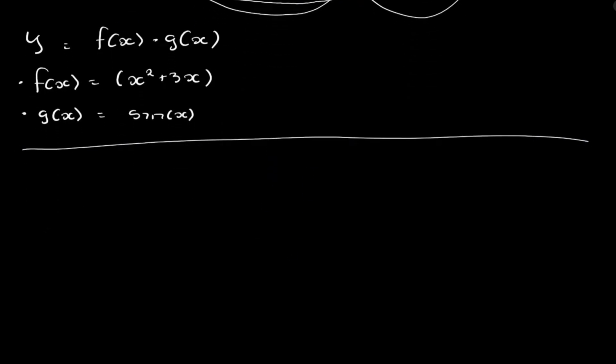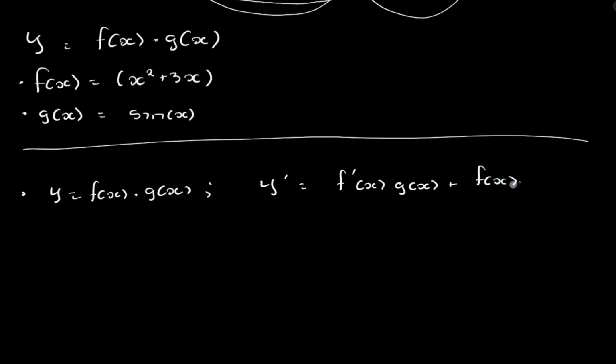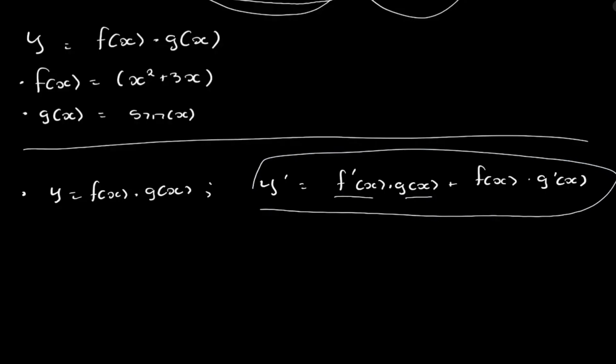The product rule states that if y is equal to f of x times g of x, then y prime is equal to f prime of x, g of x, plus f of x, g prime of x. So in this expression, we have four different terms. Out of these four terms, two are already known, leaving us with f prime of x and g prime of x to determine. That is where we should start.